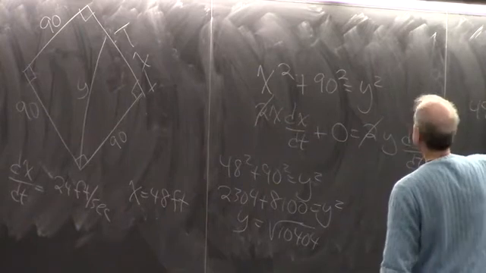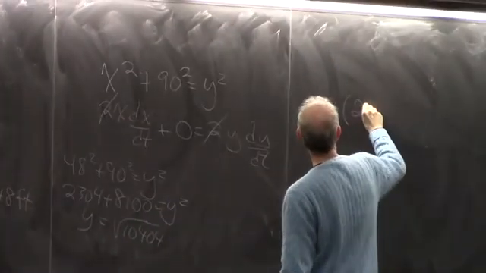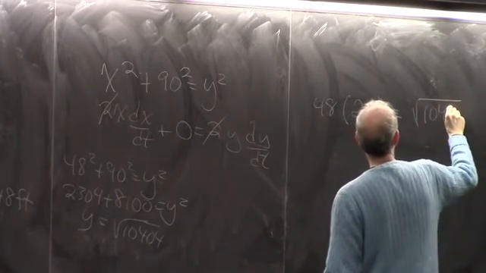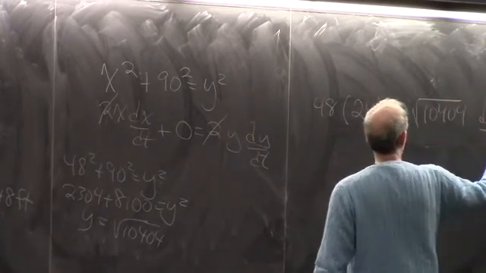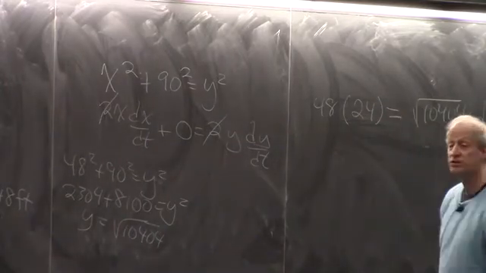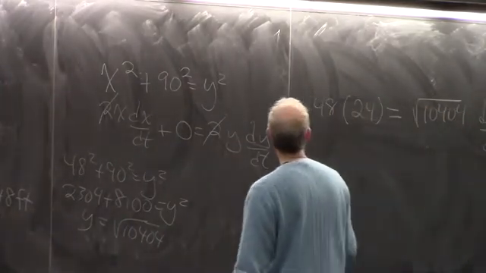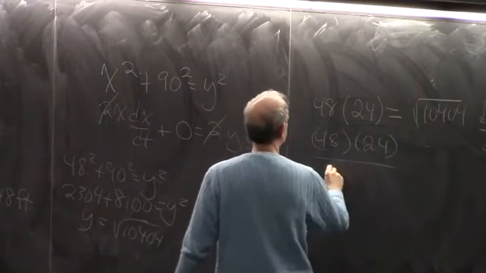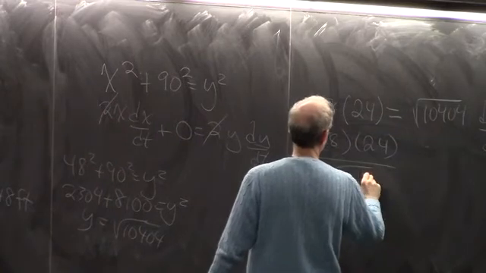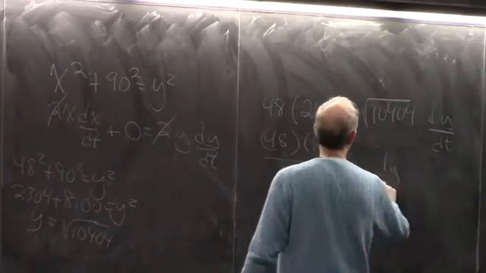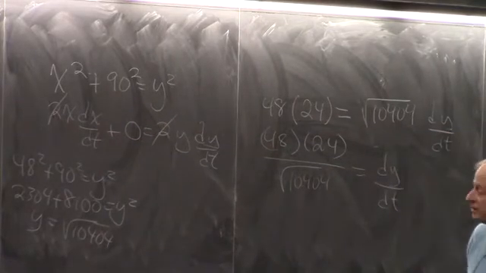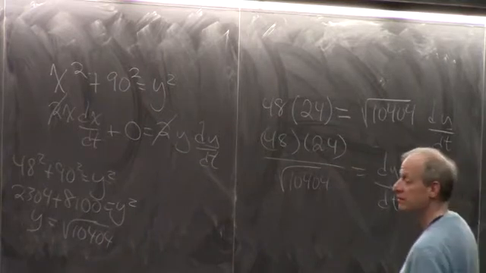All right, so we've got 48 times dx/dt, which is 24, equals the square root of 10404 times dy/dt. This problem's a lot easier in meters. So 48 times 24 over the square root of 10404 is your answer. I don't really care what that simplifies to. It's actually very straightforward. So far, so good?